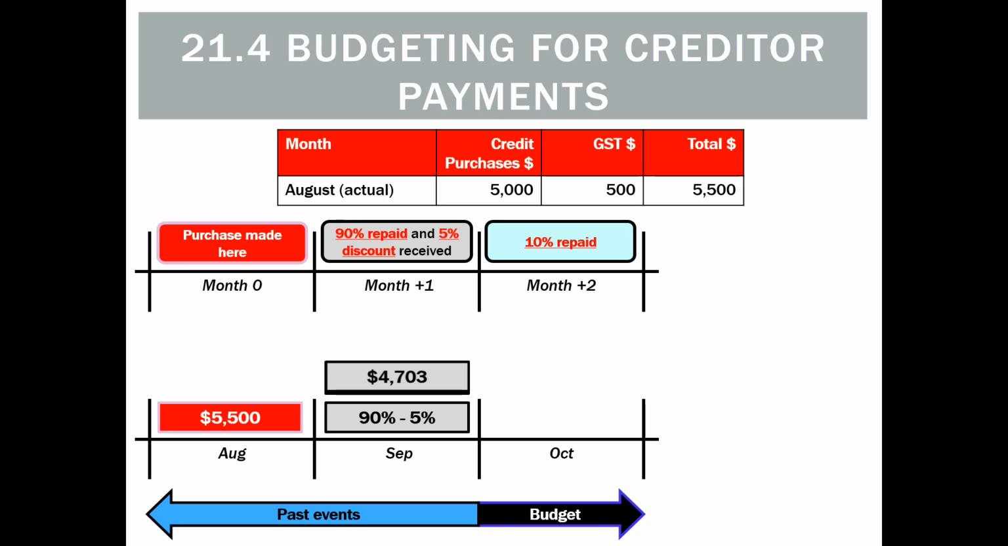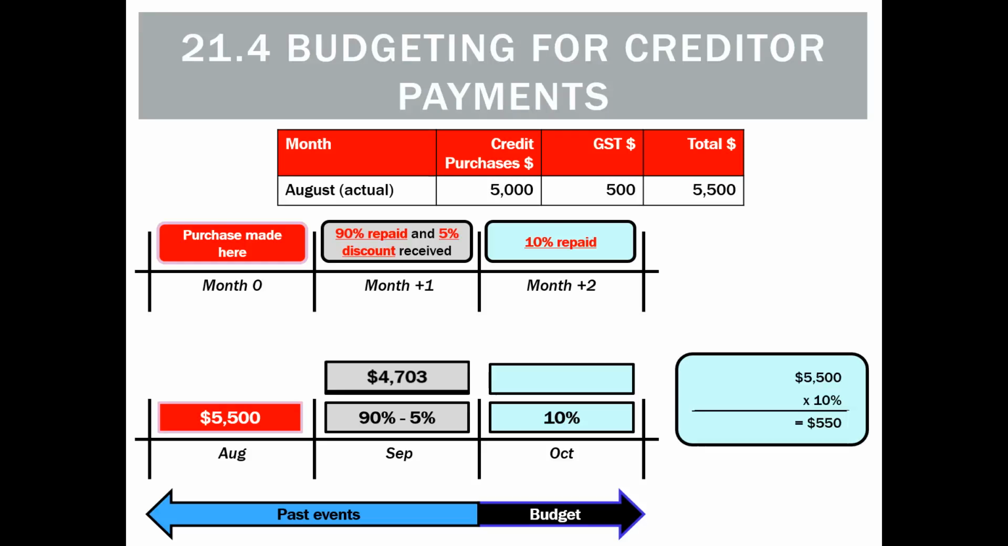In the second month, it's a little easier. We're just told it's 10% of all creditors will be paid back. So 10% of 5,500 is 550. And there we've been able to budget and schedule when we'll actually be able to pay people back.